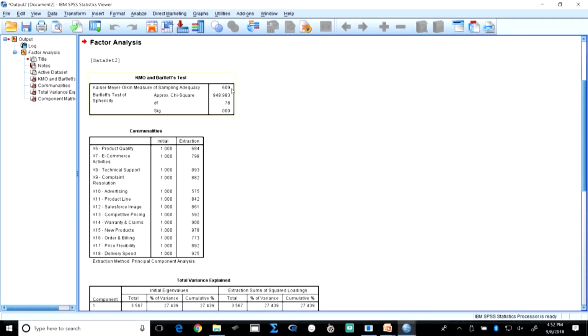So, the KMO is 0.609. We said above 0.8 is very good, above 0.7 is good, above 0.6 is acceptable, above 0.5 is acceptable in fact, and here we have 0.609. That means the sampling adequacy is okay. What is sampling adequacy? The ratio of the number of variables to the number of respondents, which earlier I had said should preferably be 1:20. So, one variable to 20.